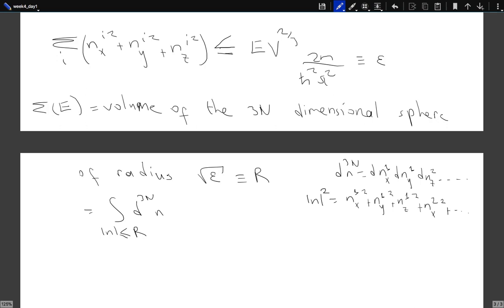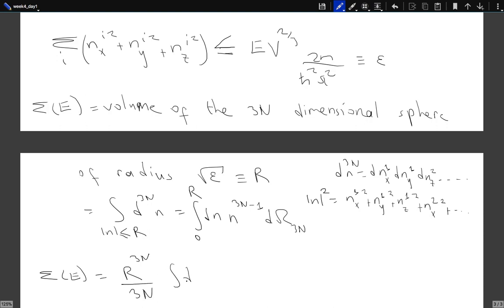Well, the easiest way to calculate this integral will be to go to spherical coordinates. This is dn, integral over the magnitude, times n to the power 3n minus 1 times the omega 3n dimensional solid angle. n goes from 0 to r. So sigma of E is actually r to the power 3n divided by 3n times d omega 3n.